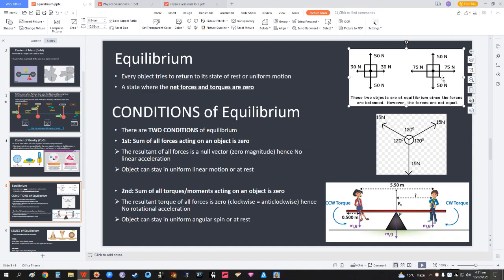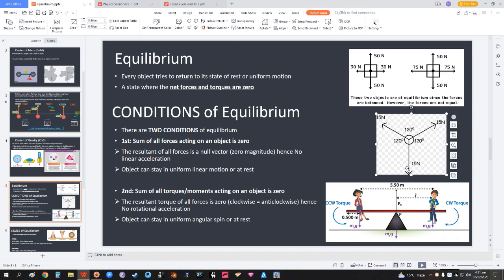Now let's take another example. If we increase the force on the x-axis, on the horizontal axis, we see that now we have 75 Newton on both sides. Still they will cancel out each other since they're equal, so there will be no net force acting on this object, hence no acceleration, no change in the state of rest or uniform motion, hence this is an equilibrium.